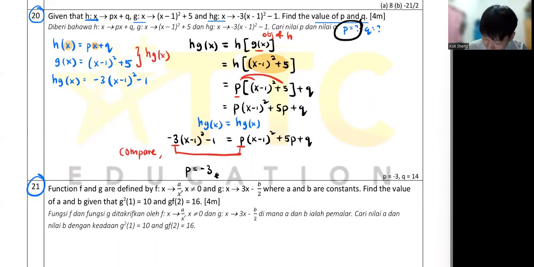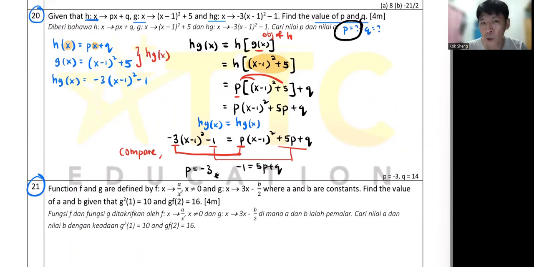And of course, again by comparison, the second one, the square behind negative 1, right? Will be the same also. The square behind the negative 1 must be the same also. Negative 1 equal to 5p plus q.